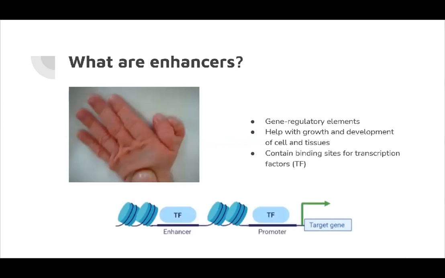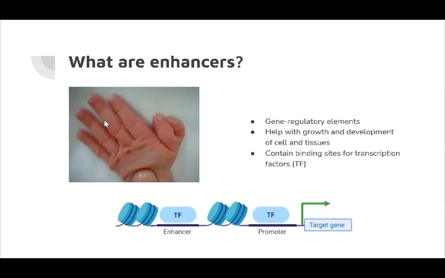So to start off with, what are redundant enhancers, or what are enhancers in general? Enhancers are gene regulatory elements that can help with the growth and development of cells and tissues. They also contain binding sites for transcription factors. So they help with activating transcription of genes, and mutations in these regions can cause an appearance of traits that were not previously present, and they can participate in disease processes.